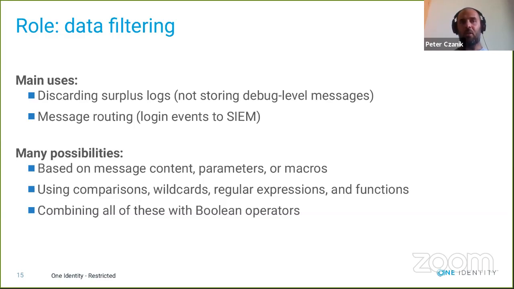The first one is discarding surplus log messages, like not storing debug level messages. The other one is message routing, making sure that all relevant information reaches the right destination, like, for example, all authentication related events reach your SIEM system. There are quite a few possibilities. It can be based on message content, different parameters. You can do comparisons, many different filtering functions. And best of all, any of these can be combined using Boolean operators.